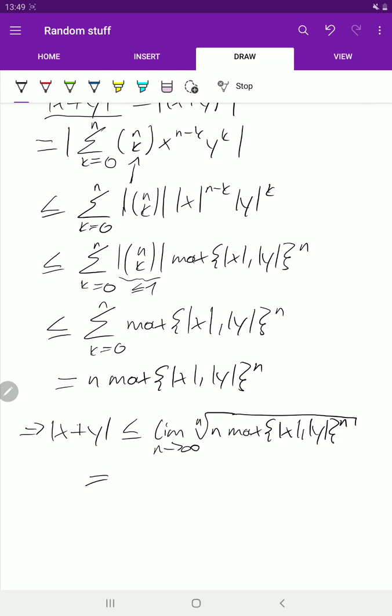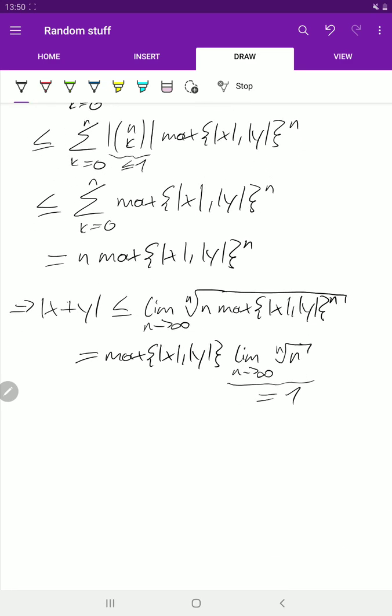What we could also have done earlier, but what we can also do now, is that this is the maximum of the absolute values of x and y, and then we have the limit of n to the 1 over n. And this limit is 1, which you might know from calculus. So we are already done.